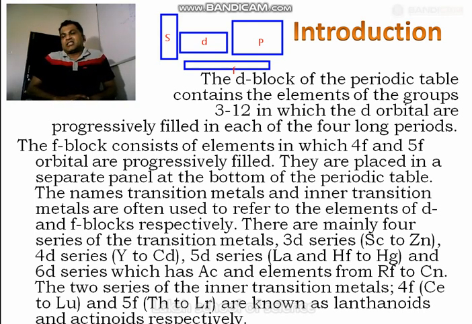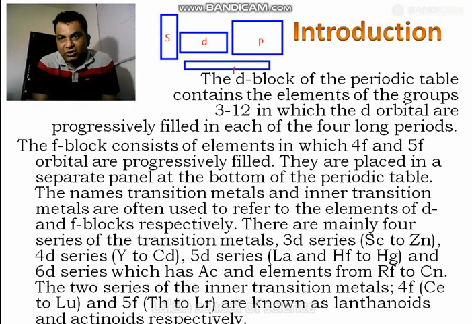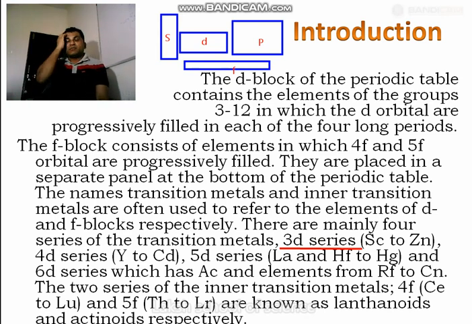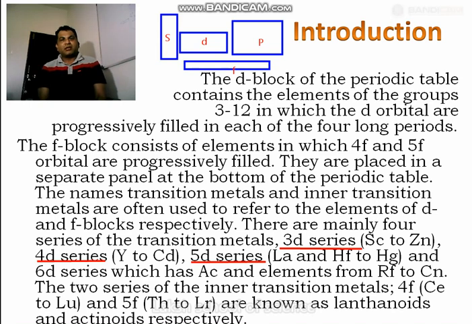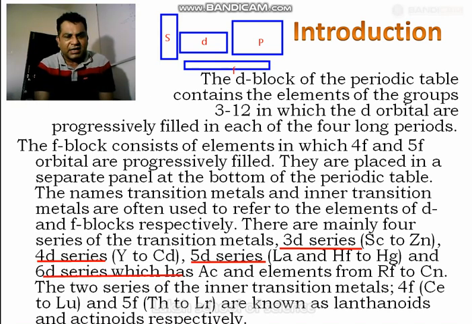Then there are mainly 4 series of the transition metals. Now this will be important, કે કઈ 4 series છે. So these are the 4 series in transition elements. We have the 3d series, that is from scandium to zinc. Remember this, કોણ ક્યાંથી જાય છે તે તમારે યાદ રાખવાનું છે. The 4d series is from yttrium to cadmium. The 5d series is from lanthanum, then hafnium to mercury.